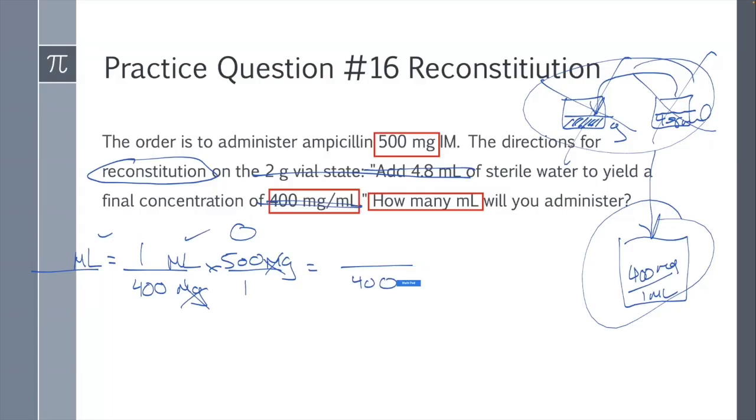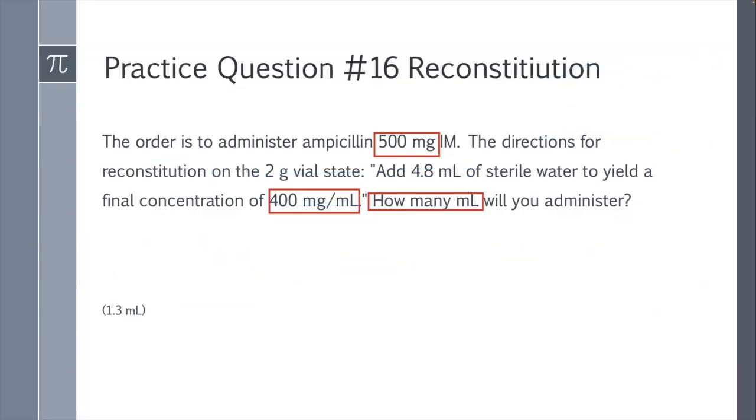Milliliters on top. 1 times 500. 500 divided by 400 equals 1.25 milliliters. So that medication is what my patient is going to get. We round that up. It's going to be 1.3. So that should have been 1.25, which equals 1.3. Okay.